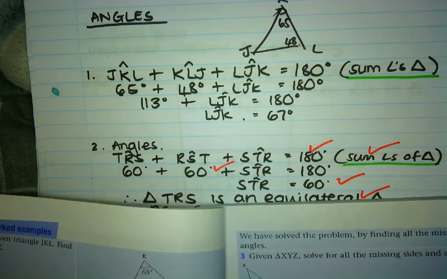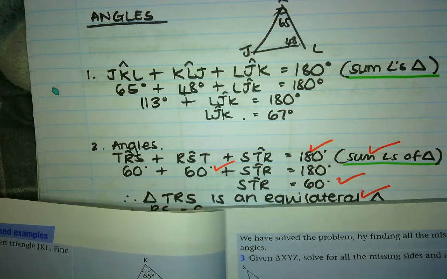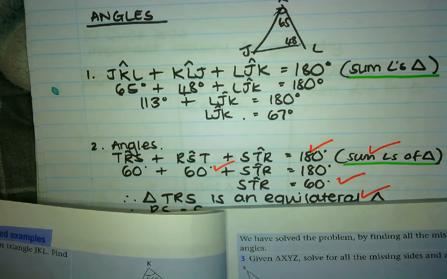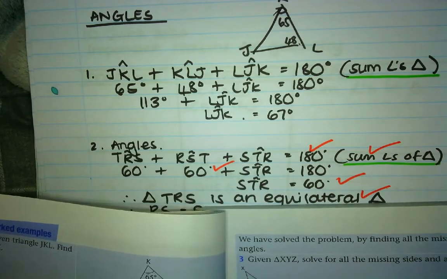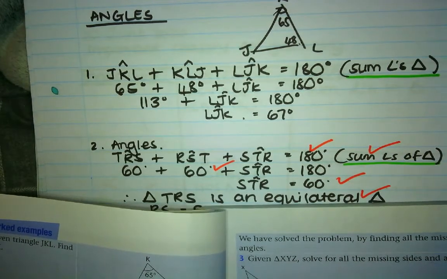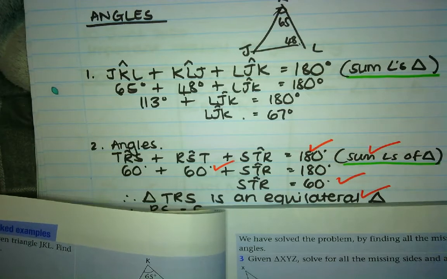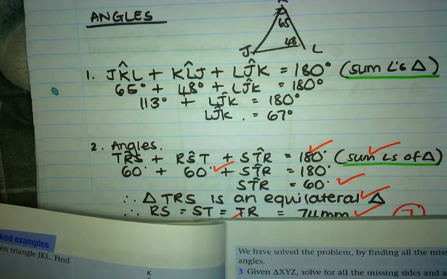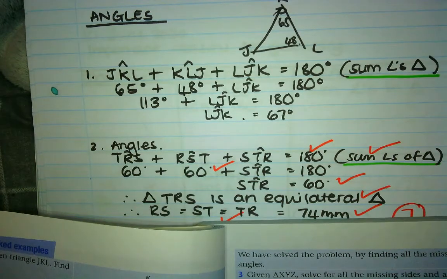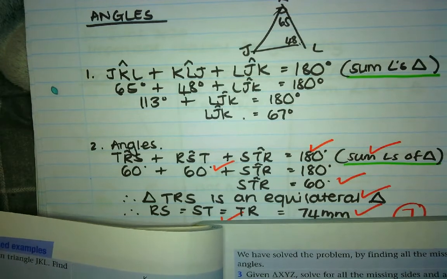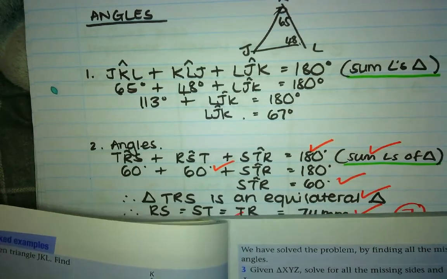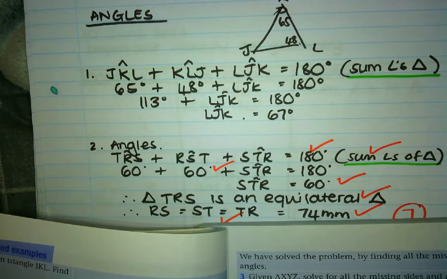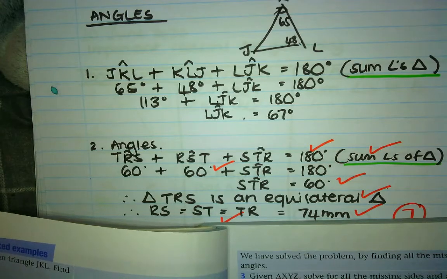Okay, so angle T is actually 60 degrees. So then you have to say, therefore triangle TRS is an equilateral. Because they all are 60 degrees, it means that the triangle is now an equilateral triangle. Okay, so that means all the sides and all the angles are equal. So that means RS is going to be equal to ST and TR. So they will all be 74 millimeters.